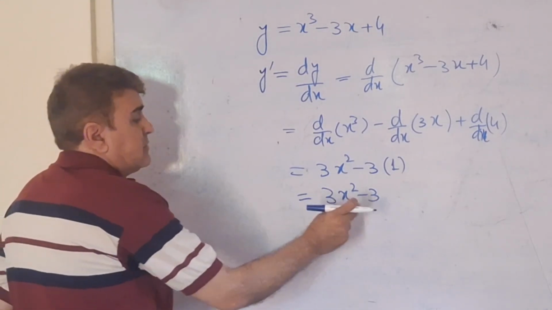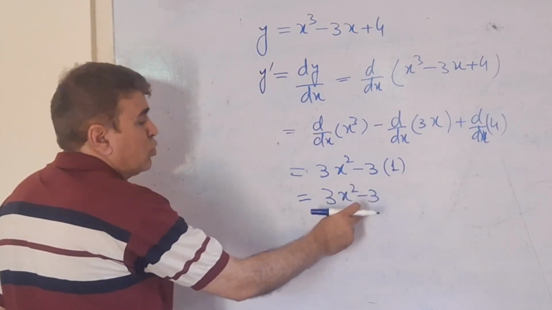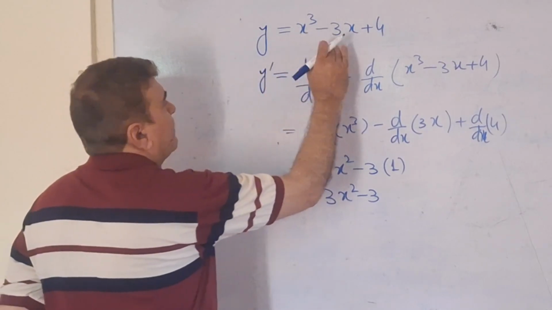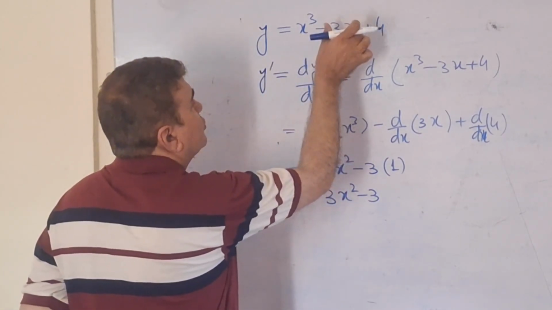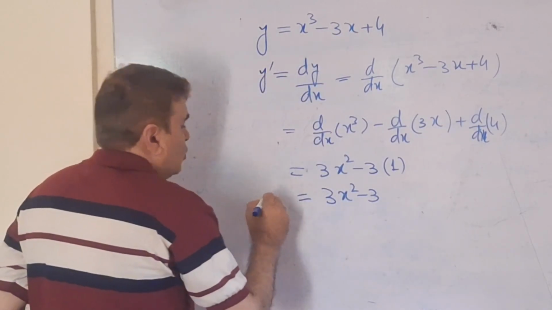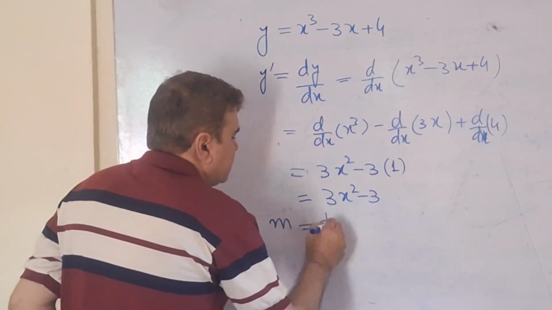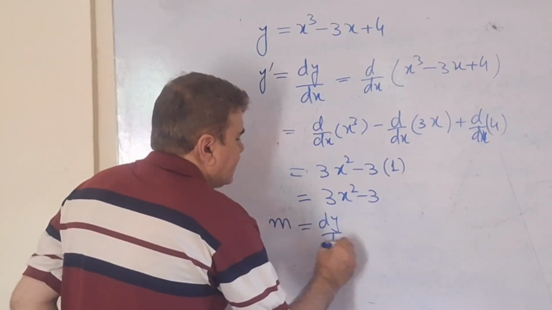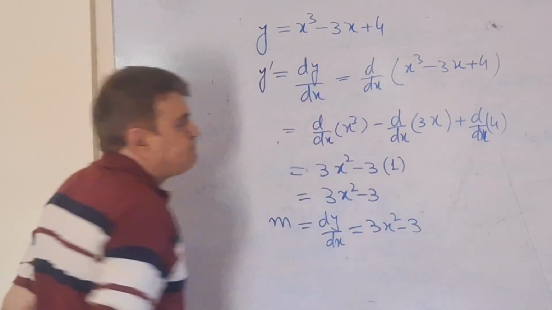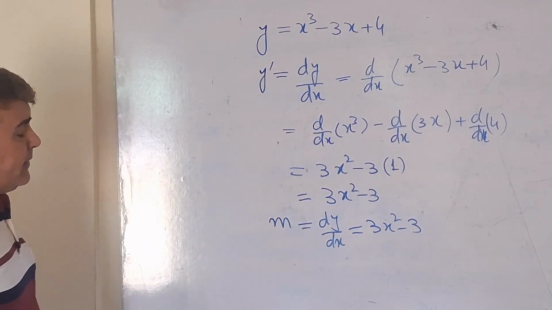And this algebraic expression gives the slope of the lines within the domain of this function, or the slope of all the possible lines passing through the curve defined by this function within its domain. So I can write the equation of slope m, which is equal to dy over dx, equals 3x squared minus 3.